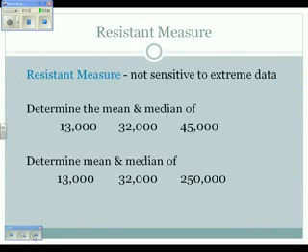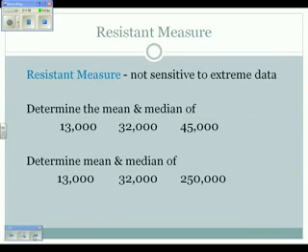And because the mean gets pulled more, it is less resistant to change. A resistant measure is not sensitive to extreme data. So the median is less sensitive to extreme data values, so it's more resistant. We call it a resistant measure, whereas the mean is not a resistant measure. So determine the mean and the median of these three data values.